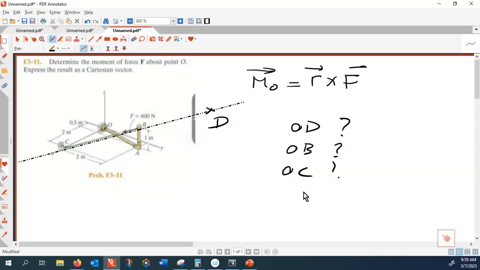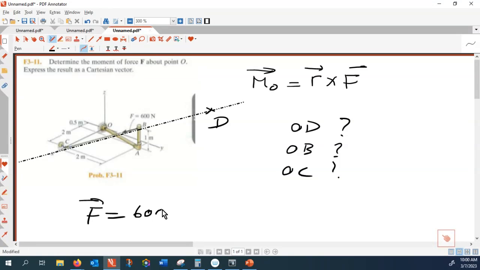But the two points which I could use are OB or OC. So which one is easier? OC is easier or OB? OC. OC only has an X component, isn't it? But OB, you have to construct this in a three-dimensional way. So for that reason, first of all, I have to find F. No question about that. How do I find F?